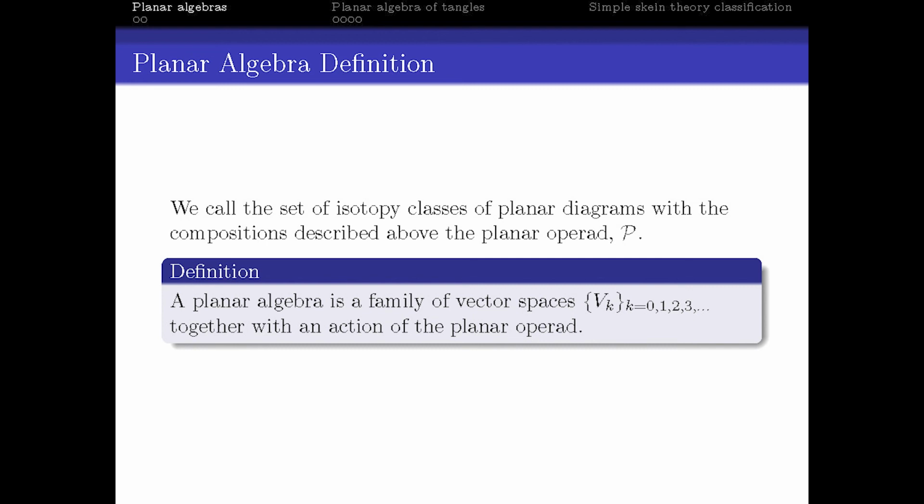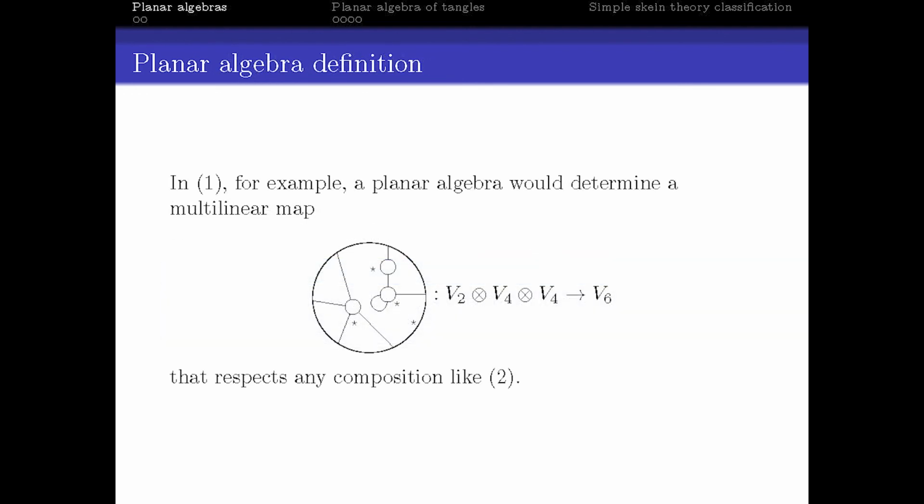And so now that we know what the planar operad is, we can describe what a planar algebra is. So a planar algebra is simply a family of vector spaces together with an action of the planar operad. So as an example, in the previous planar diagram that we saw, a planar algebra would determine a multilinear map from V2 tensor V4 tensor V4 into V6, that also respects any composition like we saw on the previous slide.